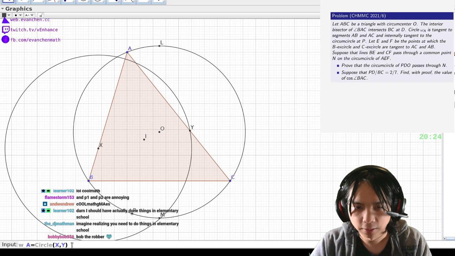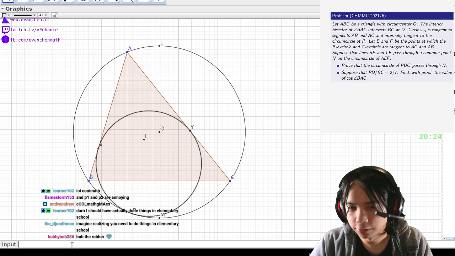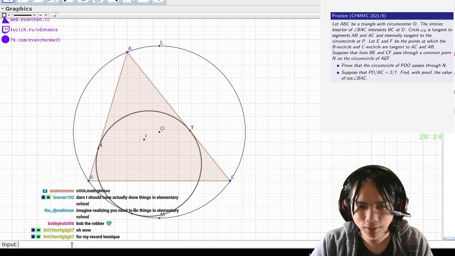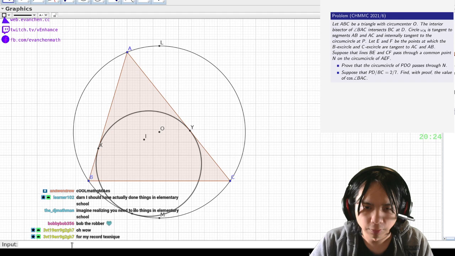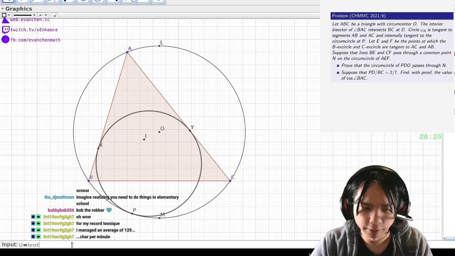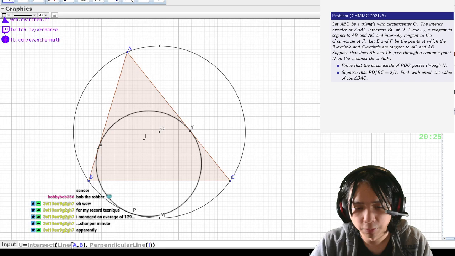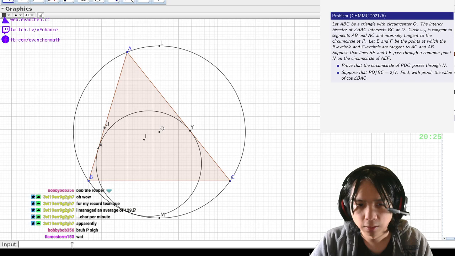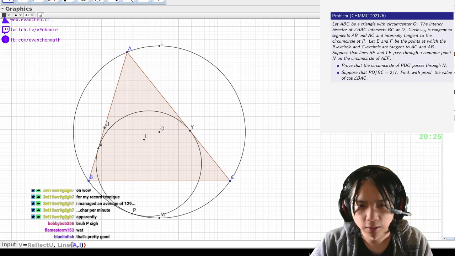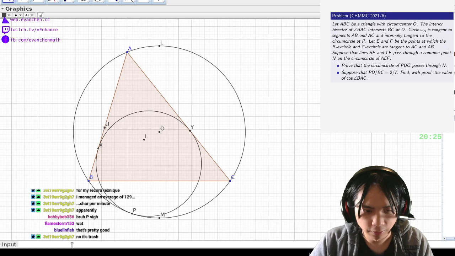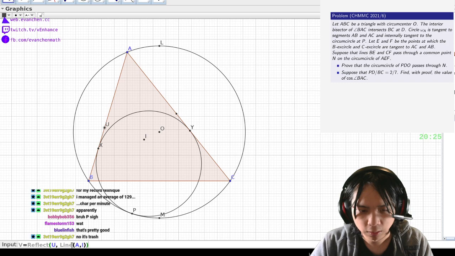There you go. Next, I hate these point names, whatever. So U is the intersection of line AB and the perpendicular line from I to the line. So V is reflect U over A. Ah! No. Okay. So those are where the incircle touches. Let's draw the incircle actually.